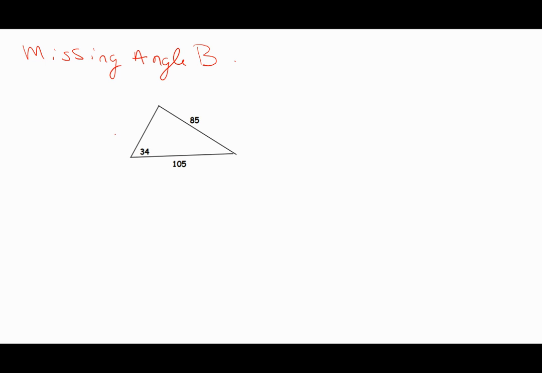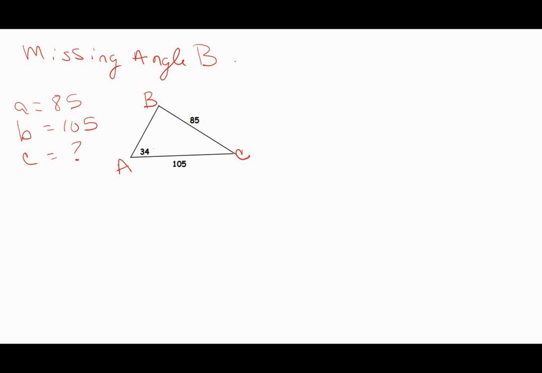So we are given in here, we'll just label these as A, B, and C. Our side length A is 85. Our side length B is 105. And our side length C is unknown. We do know that by looking at this, we do not have a right triangle. So the law of sines can be used when we don't have a right triangle. If we had a right triangle, we would use SOHCAHTOA.